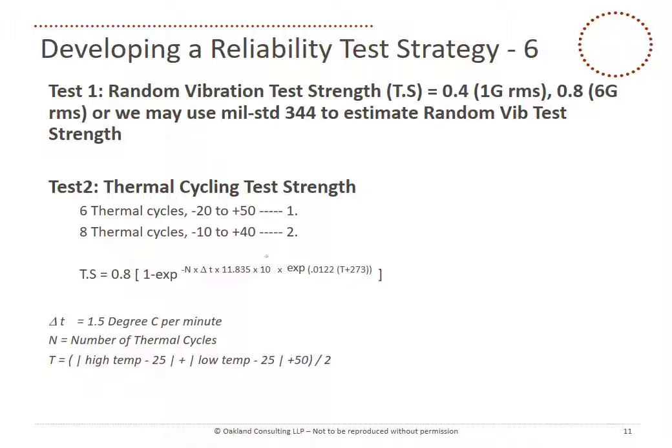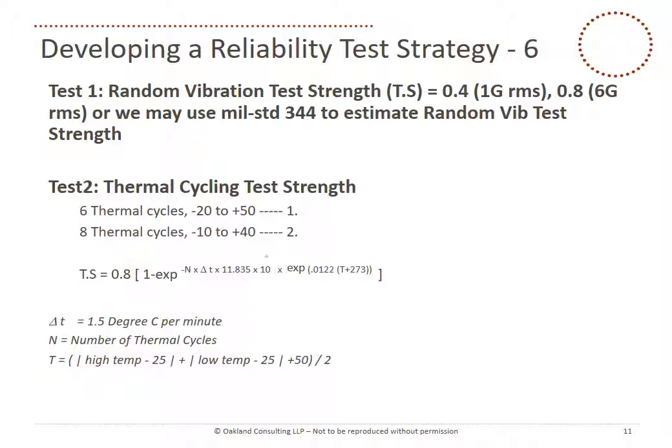They also do random vibration, which has its own test strength values, and they can be taken from the Mil Standard 344 or some fixed values which were also set in the Hughes equations. If we look here at the test strength of the thermal cycling, we see the Hughes thermal cycling test strength model here, and we go through each point.